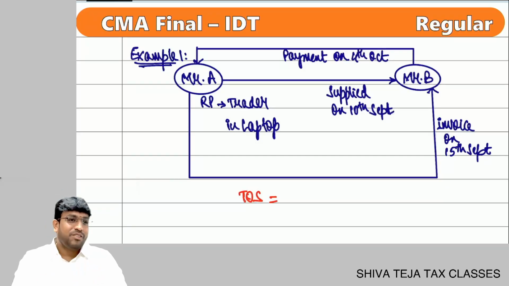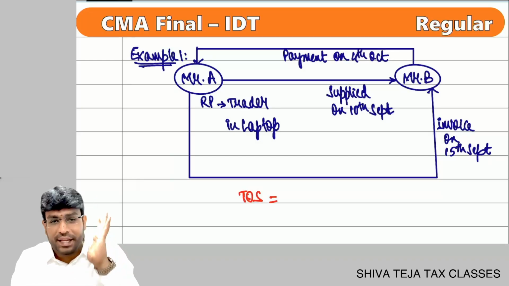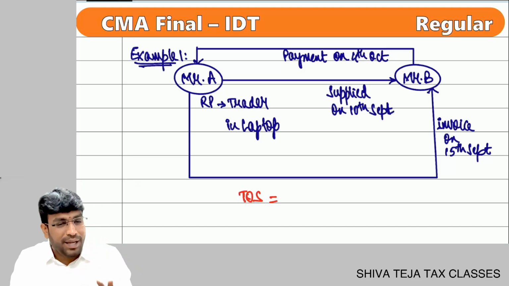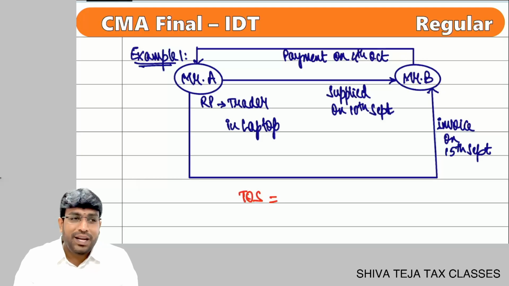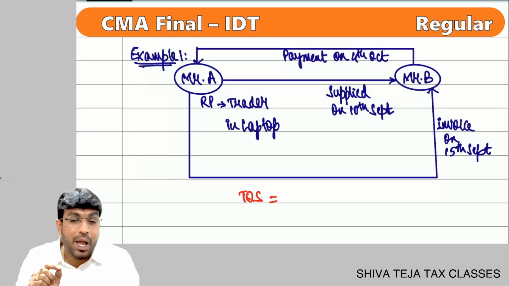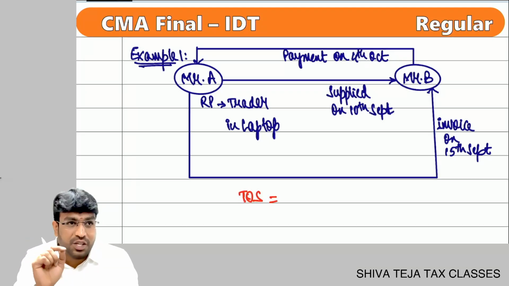Sir, what is the answer for time of supply? I told you: date of invoice. Date of invoice means the actual date of invoice or the last date when the invoice ought to have been issued, under section 31, whichever is earlier. Tell me, what is the actual date of invoice? The actual date of invoice is 15th of September. But when the invoice ought to have been issued is given by section 31.